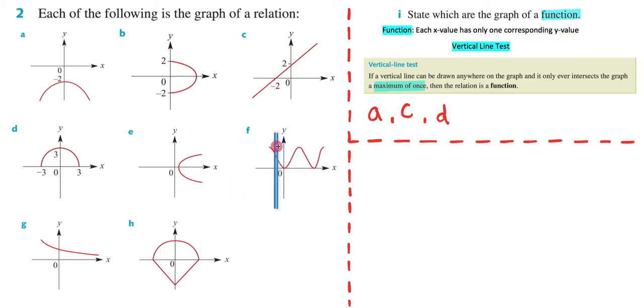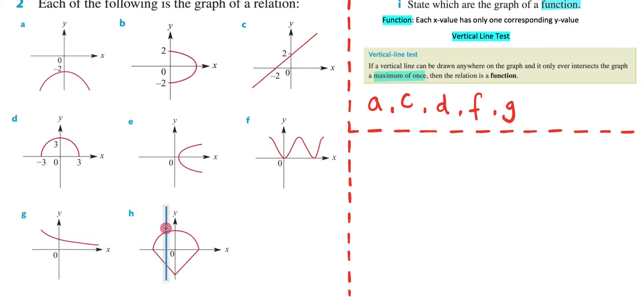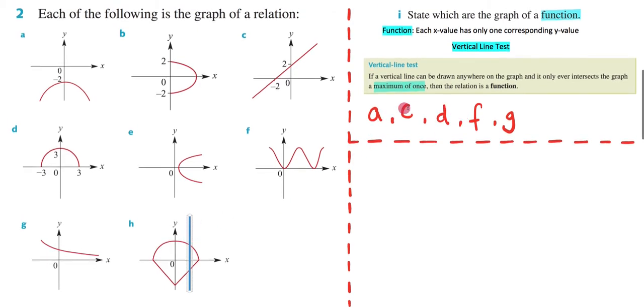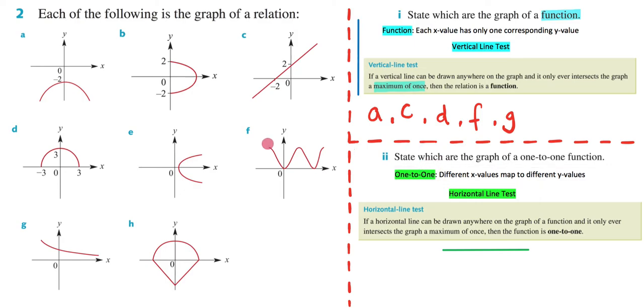For F, F will be a function because it's only going to intersect my vertical line once. So too for G. G will only ever intersect the line once, so G will be a function. And also H, as I sweep my line across, will have more than one intersection point, so therefore H will not be a function. So therefore A, C, D, F, and G will be my functions. Let me put my vertical line away and now come to the second part of this question, which is asking me this time to state which are the graph of a one-to-one function.